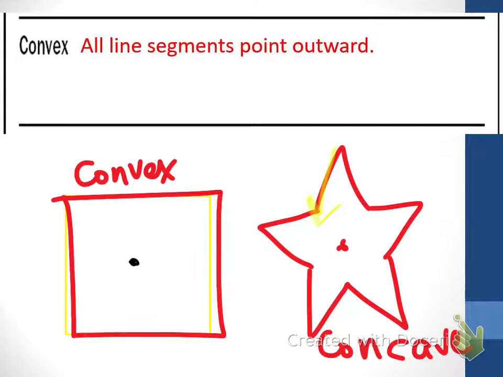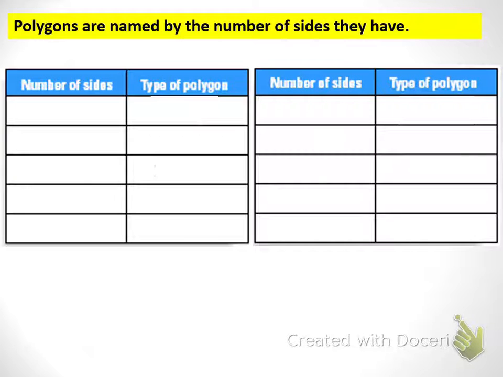All right. The next section, we're going to be talking about the names of polygons. They're named by the number of sides they have. So we're going to start with an easy one. It's 3 sides. Triangle. Go and fill in that blank. You are required to know up until 12 sides.